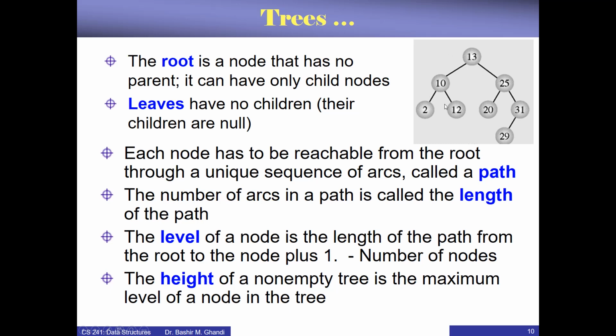So the height of the tree is considered 4. It is obvious, therefore, that the height of an empty tree is 0, because it has no nodes, so it is considered to be of height 0.